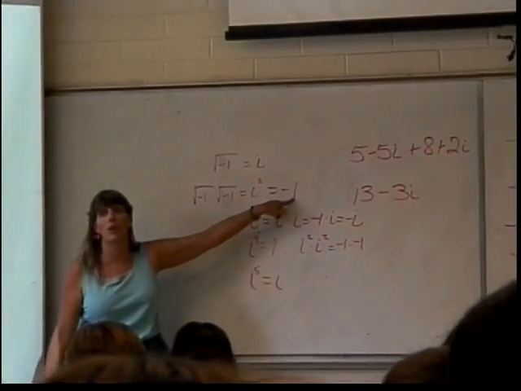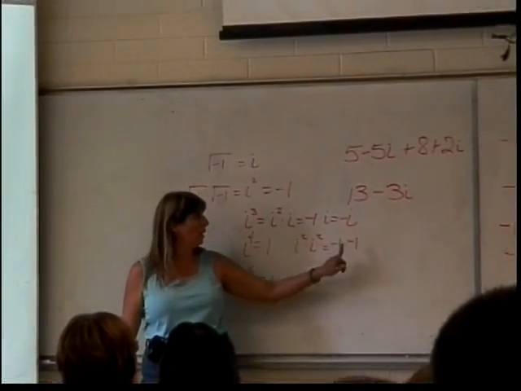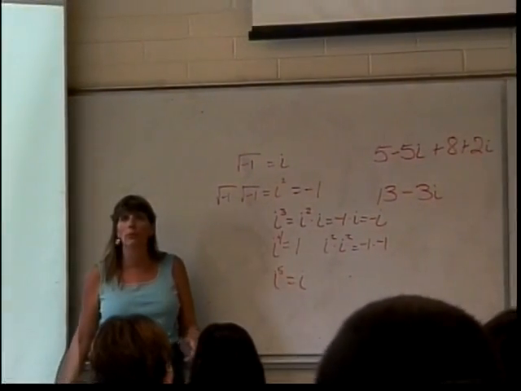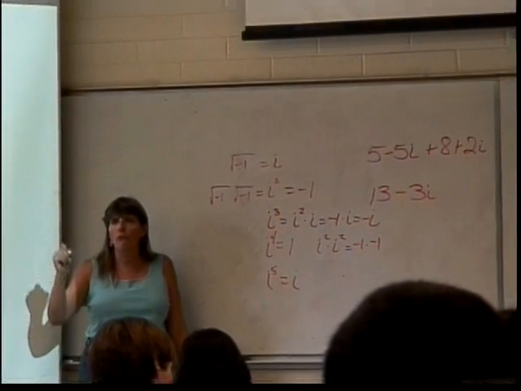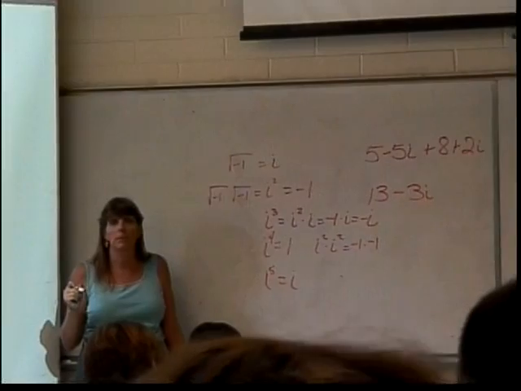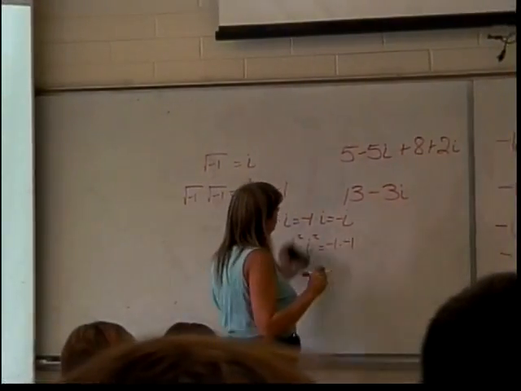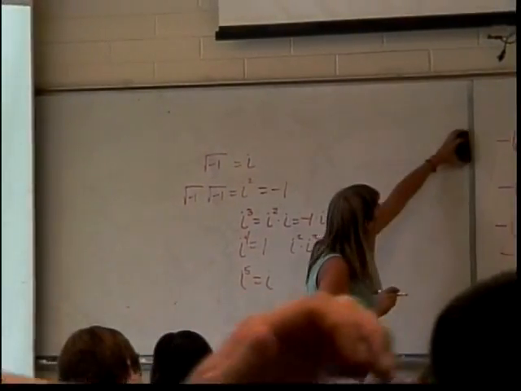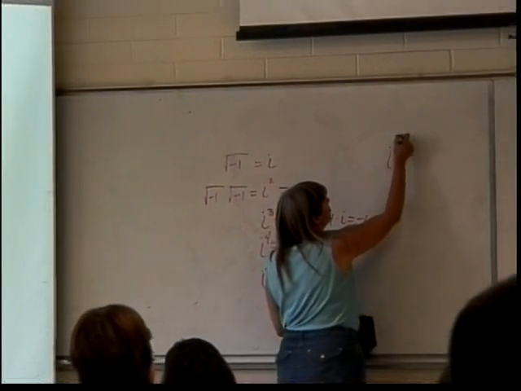at -1, and then another i, I end up with -i, and another i, I end up with 1, and work my way through. Every 4 powers, you go back through the process. So what if I asked you, what is i to the 105th?